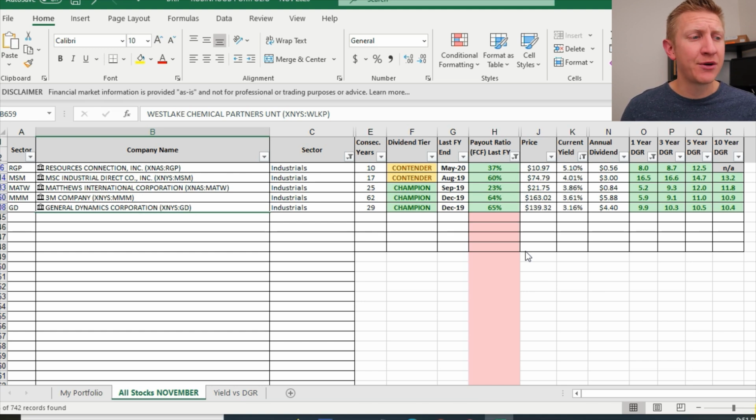Then we've got Matthews International Corporation, 25 consecutive years of dividend growth. That is a dividend champion right there. And they have a dividend yield right now of 3.86%. Dividend growth 5.2, 9.3, 12%, really strong dividend growth. And a dividend payout ratio based off of free cash flow, again, of only 23%, which is really good.